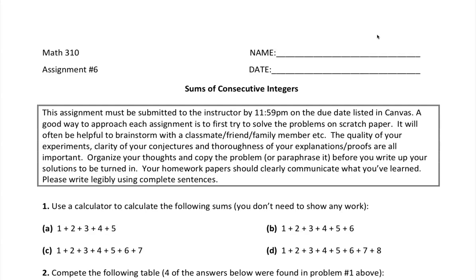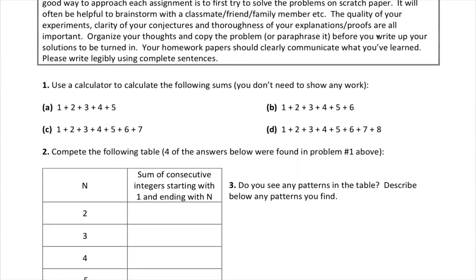So this one's called sums of consecutive integers. So we're exploring with that type of problem, adding up numbers that are in order. Is there any properties that we'll see as we explore with it? So your first problem is pretty simple. Just add those sums up. Just use a calculator, add them up, write the answer down, and that's all you have to do, right?